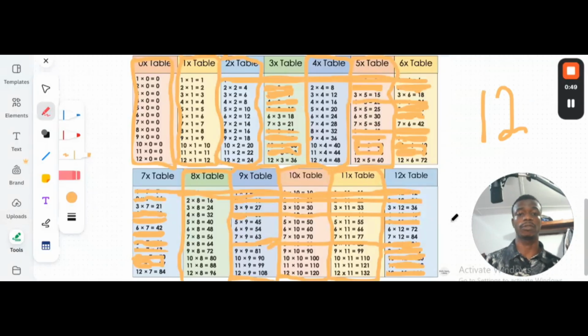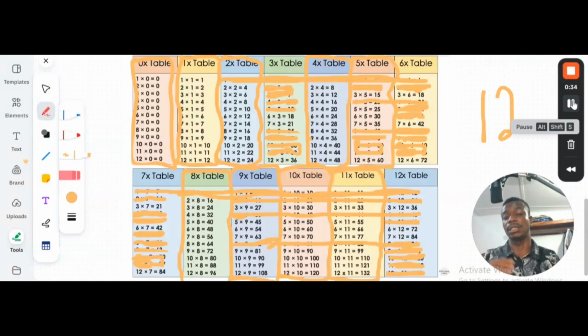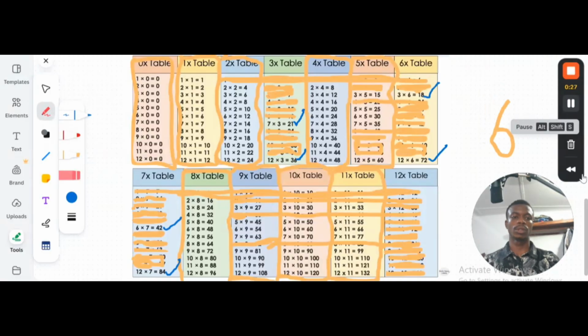We can take away some commutative properties. For example, we can say 6 times 3, 3 times 6 is 18. Here we can see 3 times 6 is 18. We can see 7 times 3 is 21. Here we can also say 7 times 3 is 21. These are commutative. Let's take them away, because 3 times 7 is the same as 7 times 3, and 3 times 6 is the same as 6 times 3. x times y is the same as y times x. After doing so, we're now left with 6 facts.